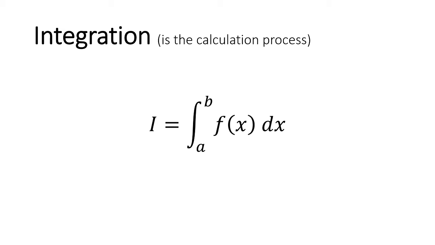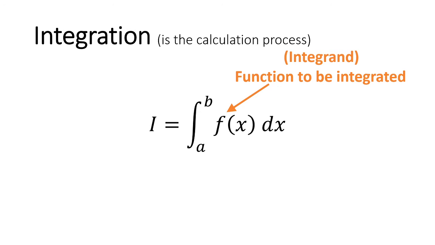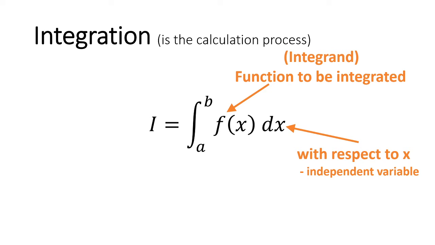discussion later on. First will be the name that I will use to refer to the various terms in the numerical integration equation. Okay, so based on this general form of a numerical integration, f(x) will be the function to be integrated. In some other resources, you might see that they use the name integrand. Okay, and dx means this function to be integrated is with respect to x, which is the independent variable.